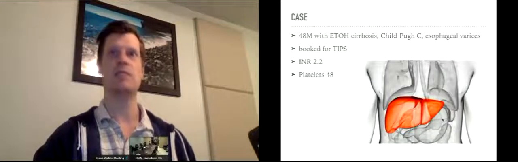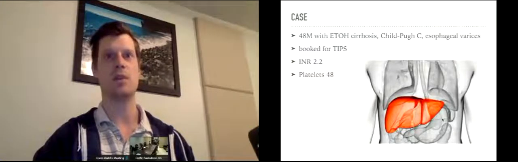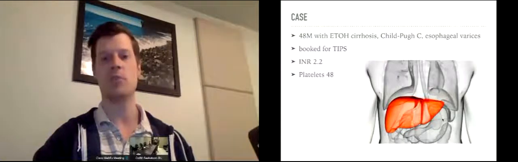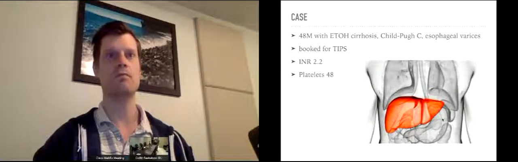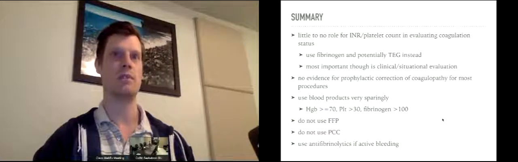So getting back to our case from the start of the lecture, I would say that you could safely proceed with this procedure from a bleeding risk standpoint without any prophylactic interventions or any further investigations. To transfuse this patient prophylactically would increase the risk of harm with likely no benefit. In summary, remember that the coagulation cascade is rebalanced in cirrhosis and is in a hypercoagulable state, as evidenced by the increased risk of thromboembolic events.